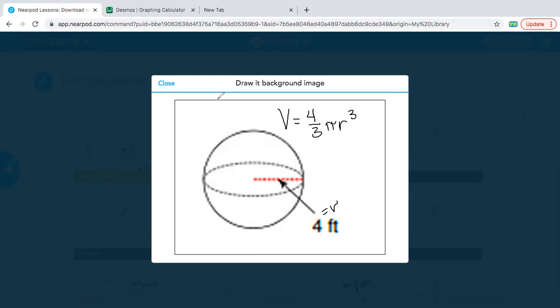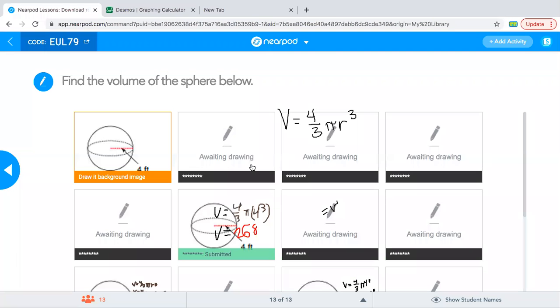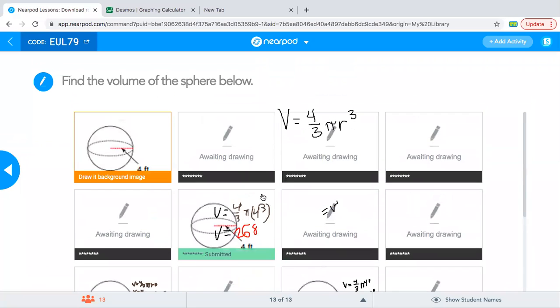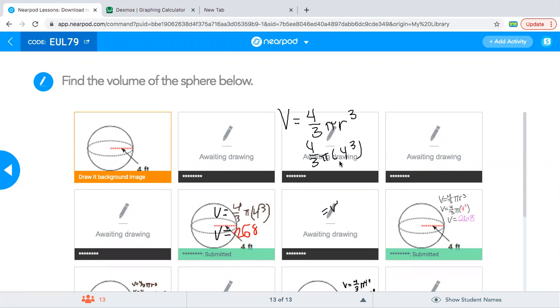Did y'all get 268.08? Yes. Good. If you did not get 268, let me know. But in Desmos, you should have just done 4/3 pi 4 cubed. Good. We're done. That was fast. If you didn't get that, let me know because we're about to do the assignment now.